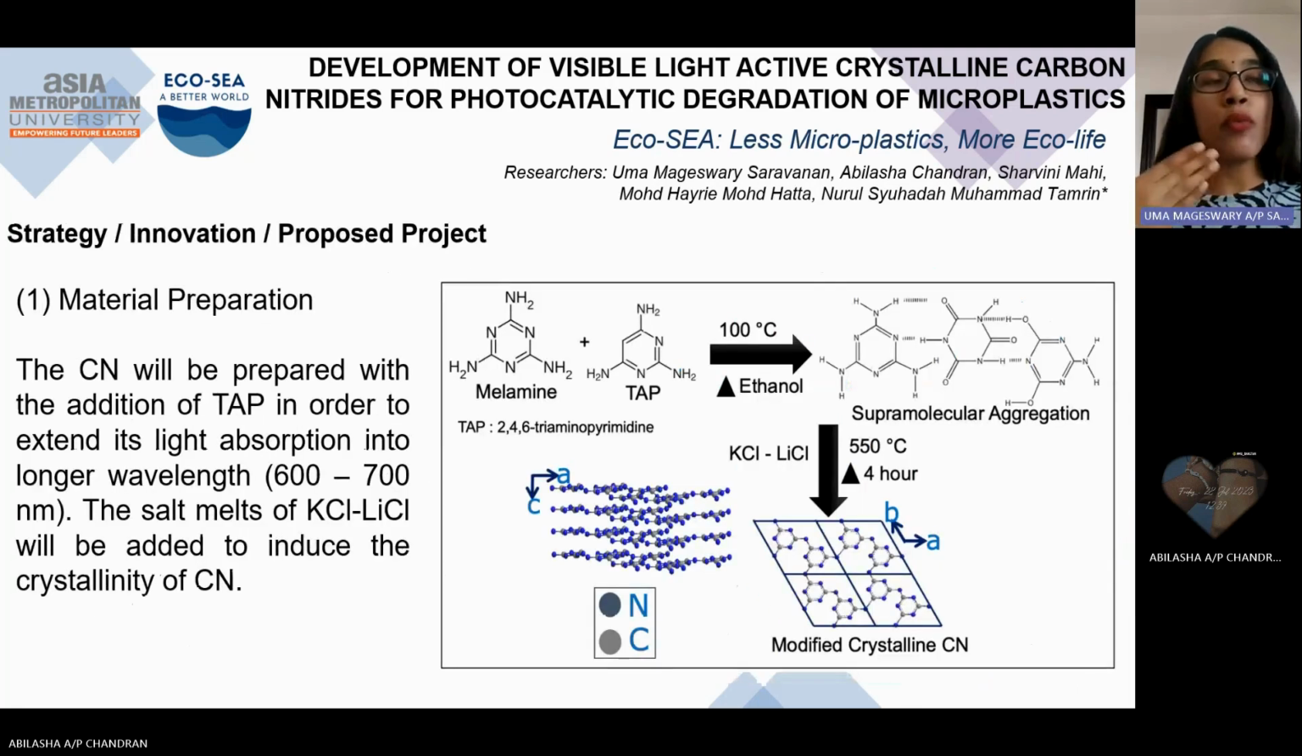So our proposed project can be developed in three steps. Firstly, we start with material preparation. We will prepare the CN material by adding a dopant to extend its light absorption to a longer wavelength, 600 to 700 nanometers. Then we will add potassium chloride and lithium chloride salt melt to enhance the crystallinity of CN.